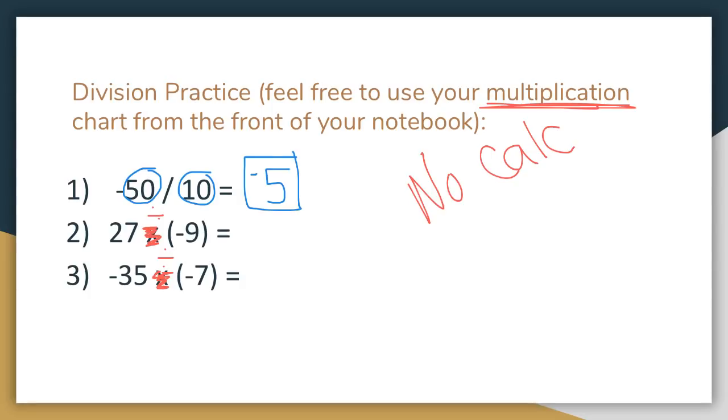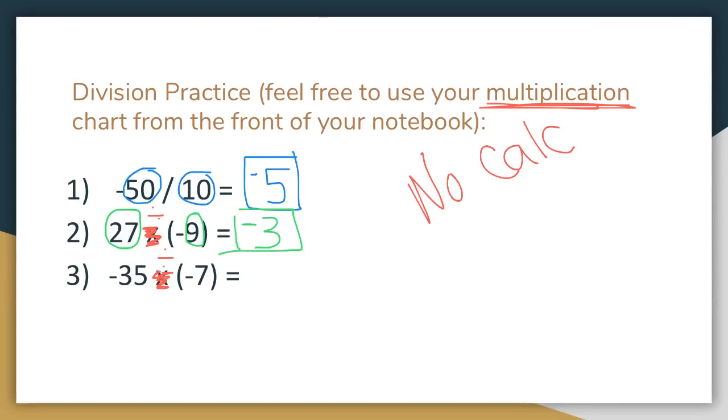All right, next one, we had a 27 and a 9. Let's just deal with the numbers first. 27 divided by 9 is 3. And then let's figure out our sign. So we had a +27 and a -9. And when we have different signs, our answer will be negative.